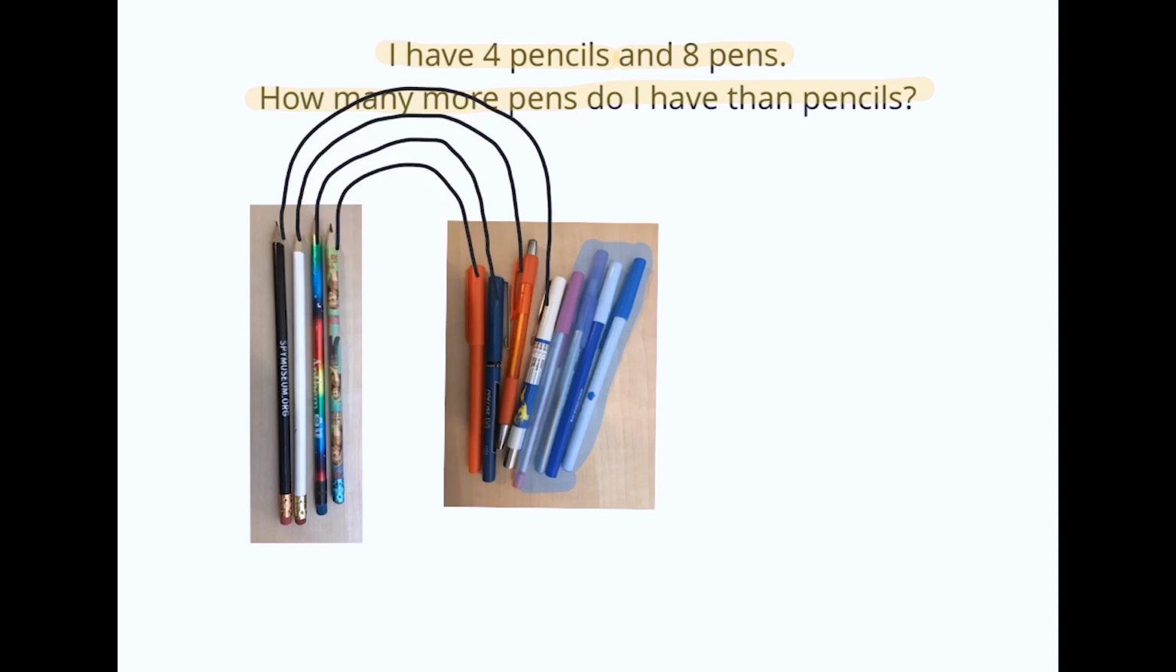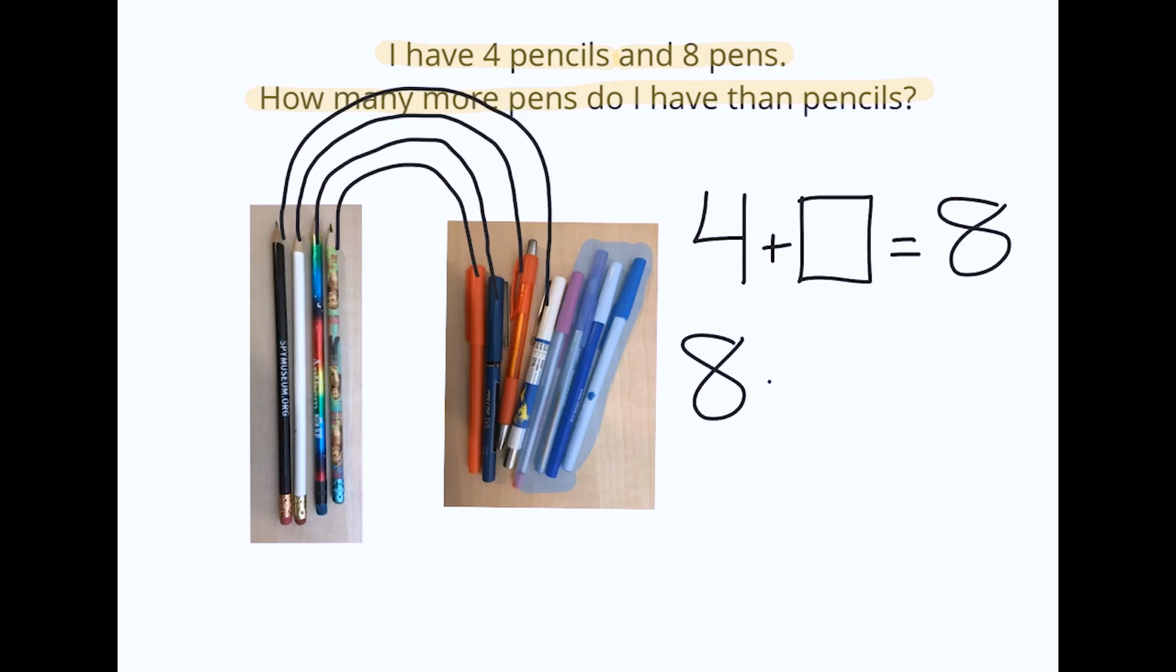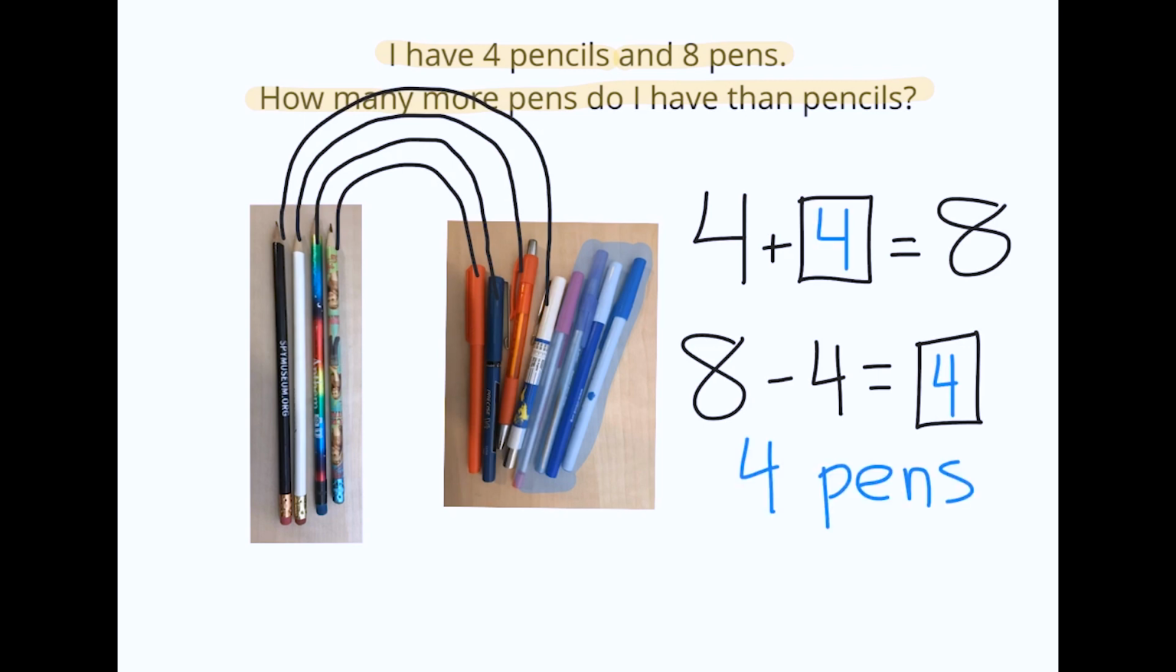I can write this as an addition equation. 4 pencils plus however many more pens there are equals 8 pens total. Or as a subtraction equation. I start with 8 pens. 4 of them have a match with pencils. How many are left that don't have a match? I already solved and know that my answer is 4 pens.